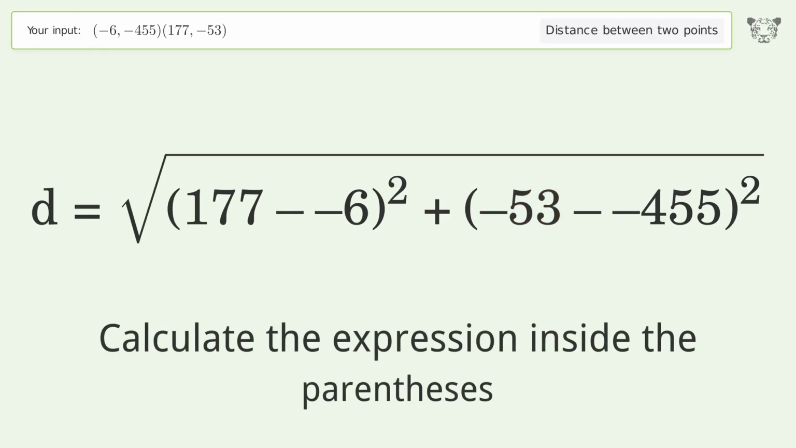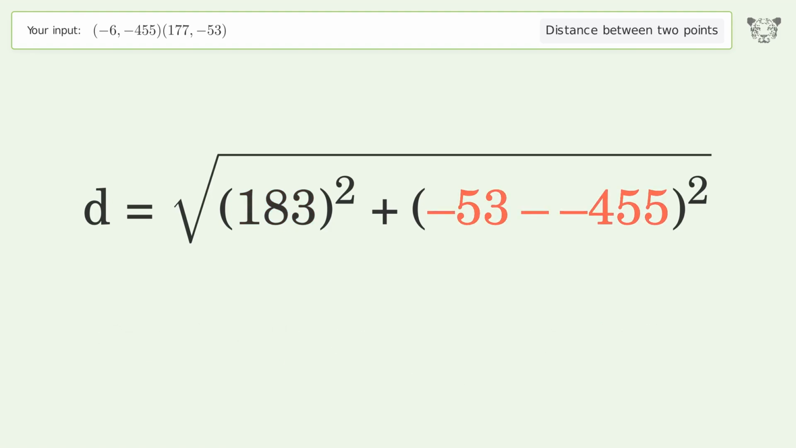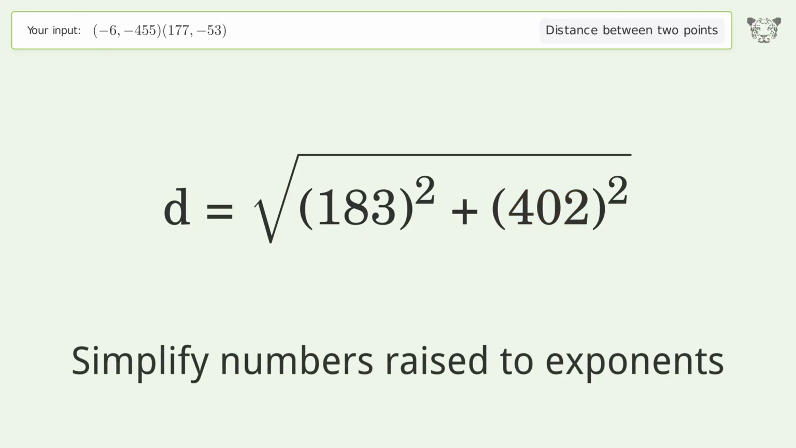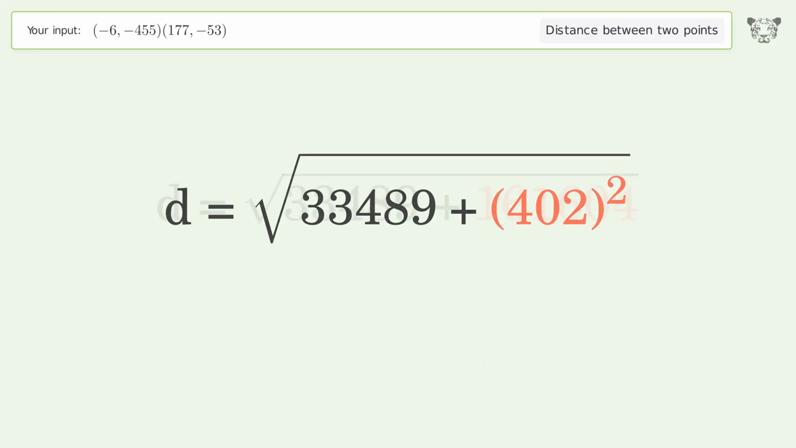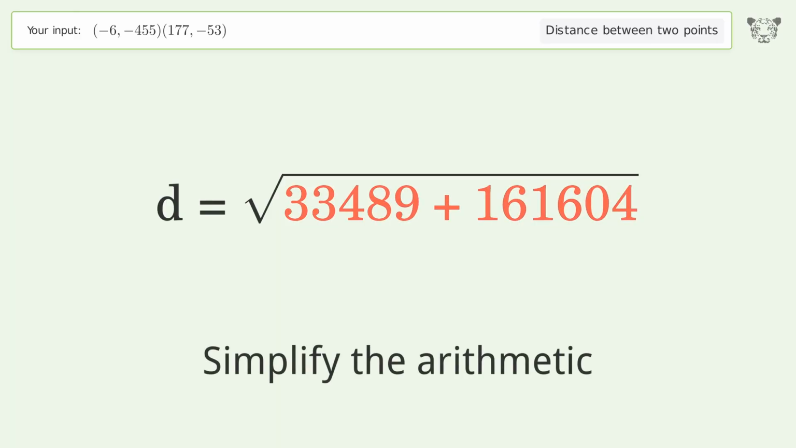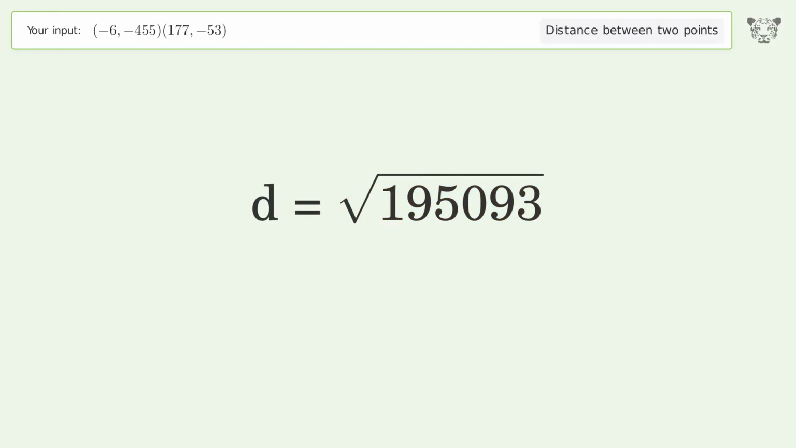Calculate the expression inside the parentheses. Simplify numbers raised to exponents. Simplify the arithmetic. And so the distance between the 2 points is the square root of 195,093, or 441.693.